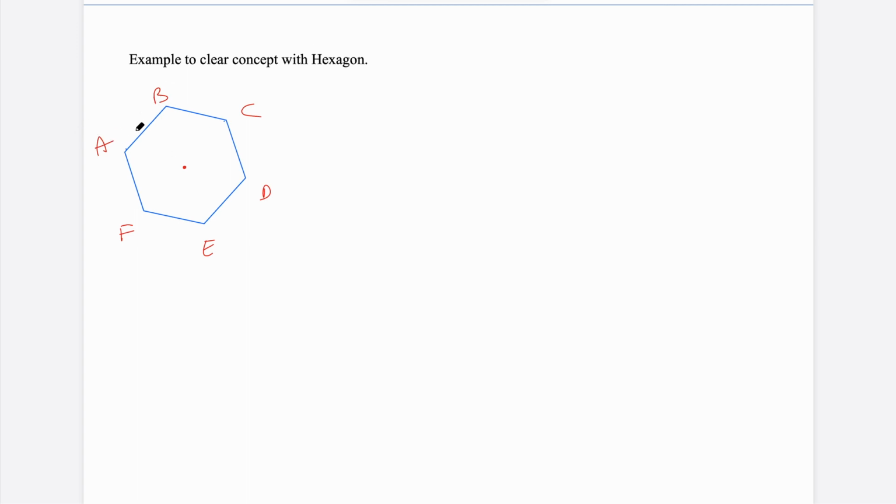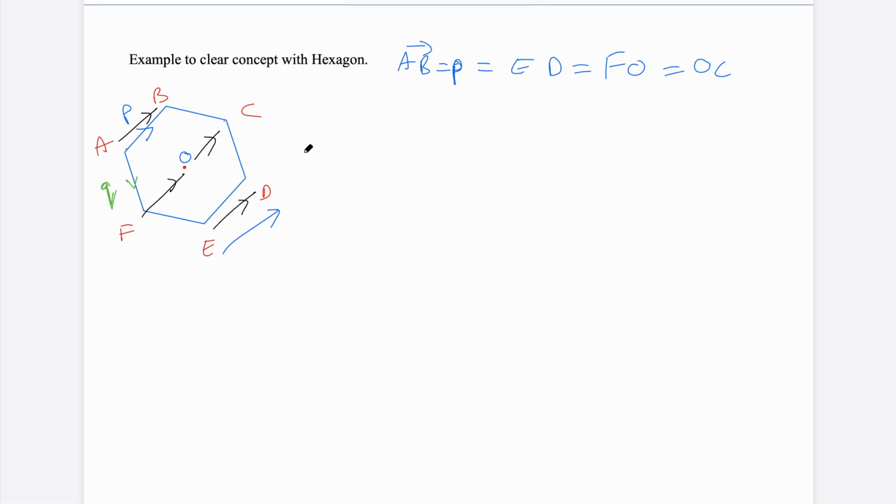If we label AB as P and we label AF as Q. First, to be clear, which vectors are equal to AB, or P? Vector AB is P and it is equal to ED. You see, ED is also equal in length to AB and in the same direction as AB. So this is P. If we label this center as O, FO is P, OC is P. So we have these four vectors, 1, 2, 3, 4, which are equal in size and in the same direction.